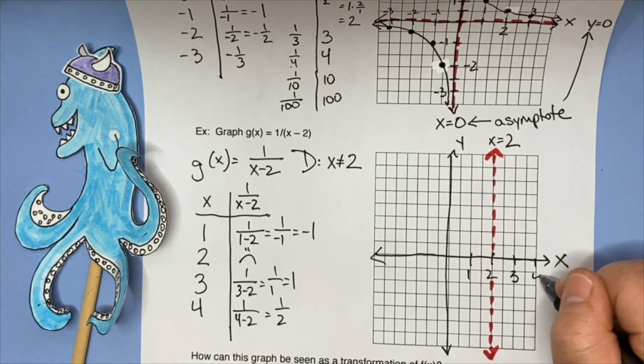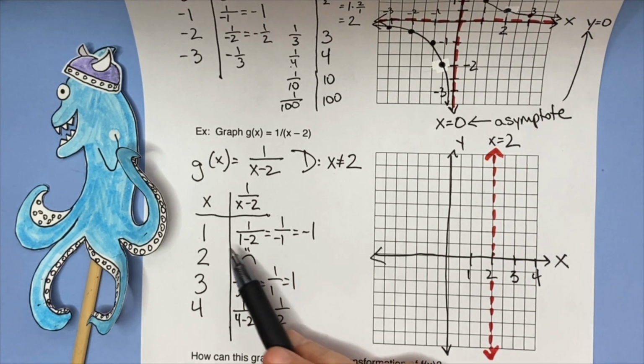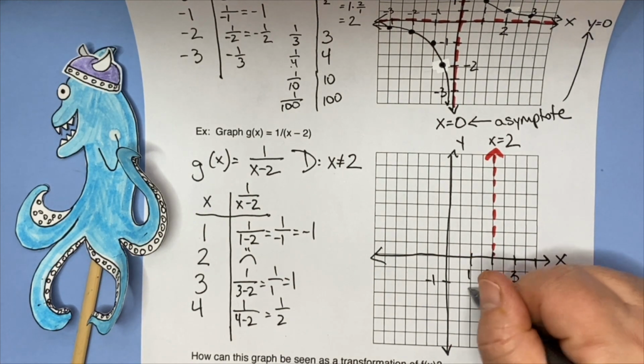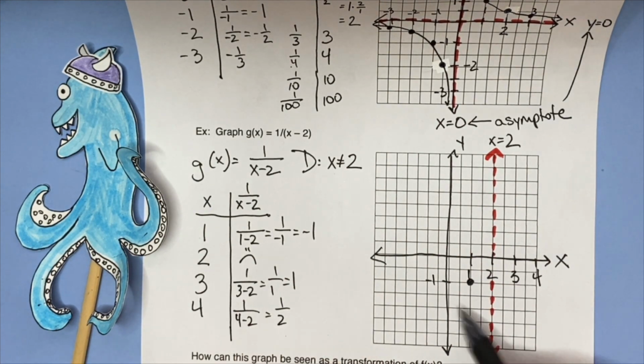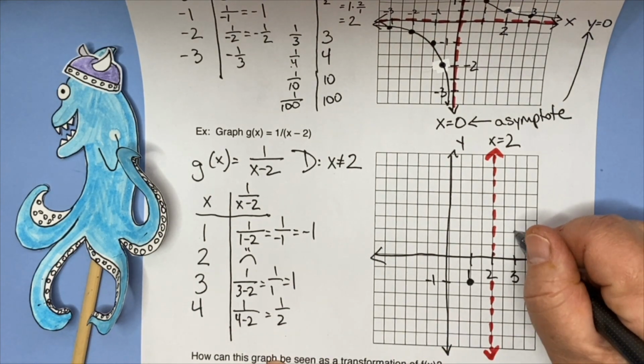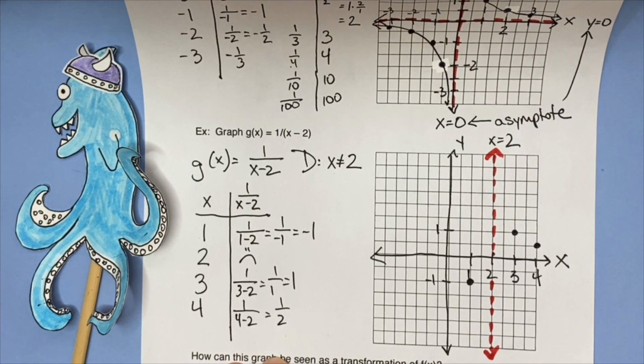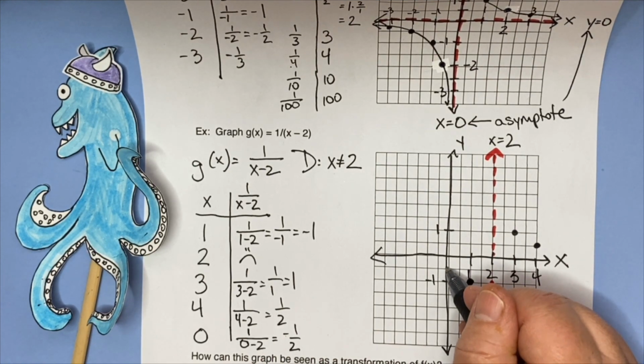So let's look at these values here. For 1, if x is 1, y is negative 1. So I got a point right there. 2 is not on the graph. 3 is the point 1. And 4 is the point 1/2. Okay, so far so good. We may want to graph some more points. For example, let me try what happens when x is 0. I get 1 over 0 minus 2, that's negative 1/2. At 0 is negative 1/2.